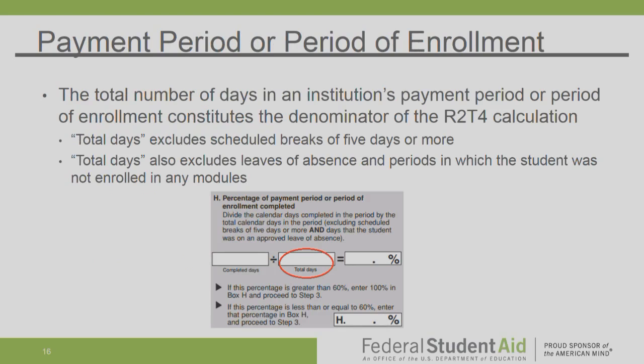The total number of days in an institution's payment period or period of enrollment constitutes the denominator in the R2T4 calculation. Those total days, again, exclude the 5 days or more scheduled breaks by your institution and leaves of absence, and periods in which the student was not enrolled in any modules. This exclusion for institutionally scheduled breaks of 5 or more consecutive days and the exclusion for approved leaves of absence are excluded from both the numerator and the denominator. If a withdrawal occurs after an institutionally scheduled break, such as those published in your catalogs, then that break would also be excluded from the numerator and the denominator.